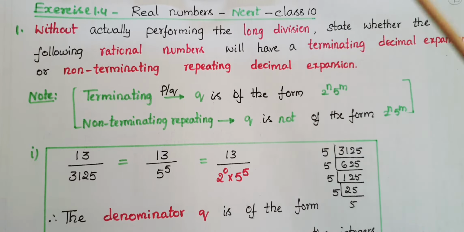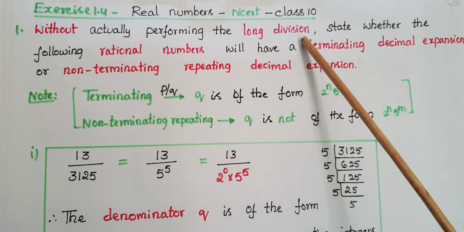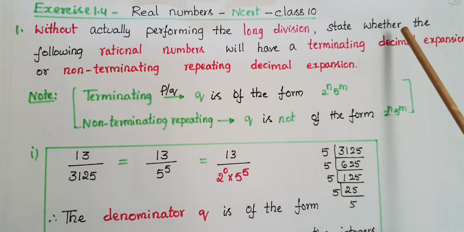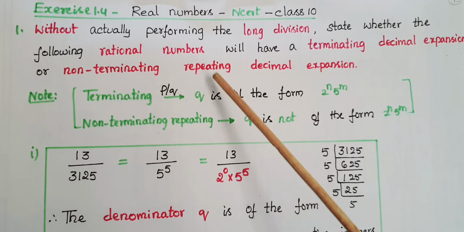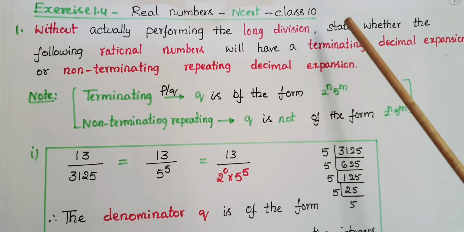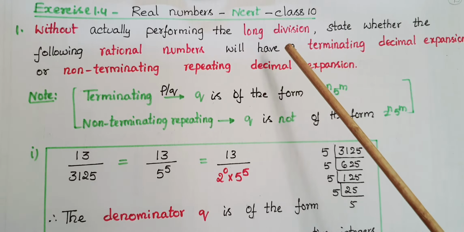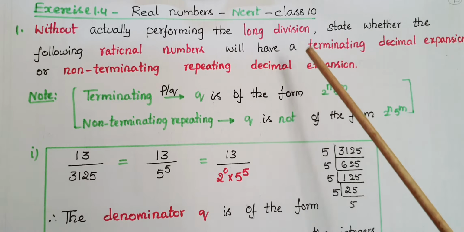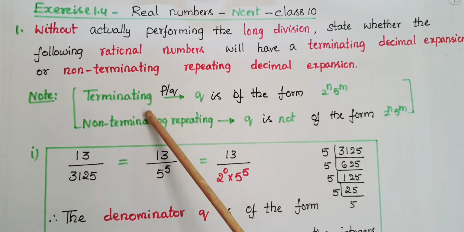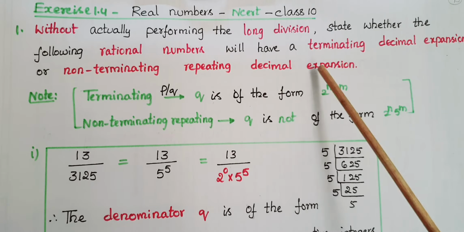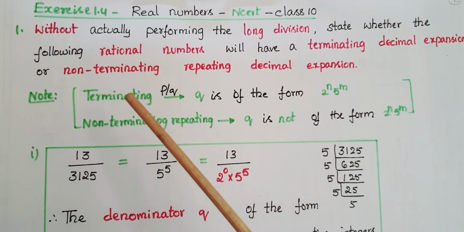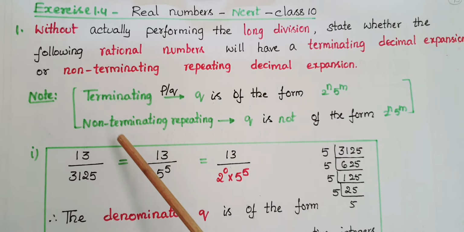This is the first problem. Without actually performing the long division, state whether the following rational numbers will have a terminating decimal expansion or non-terminating repeating decimal expansion. We know that if the rational number's denominator is in the form of 2 to the power of n into 5 to the power of m, then that rational number will have terminating decimal expansion. If the denominator is not of the form 2 to the power of n into 5 to the power of m, then we can say that the rational number has a non-terminating repeating decimal expansion.